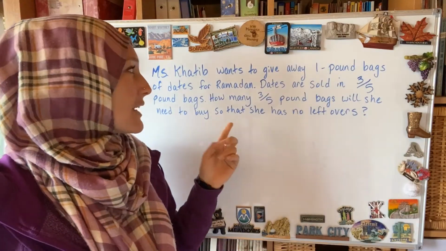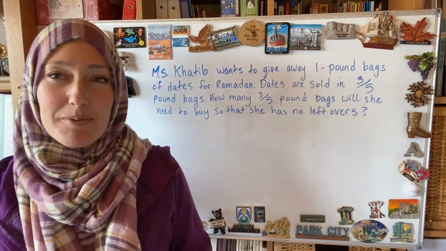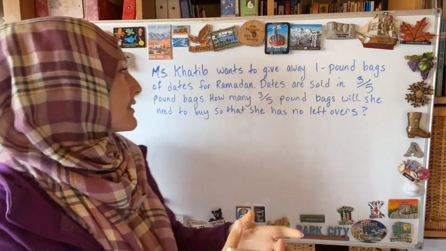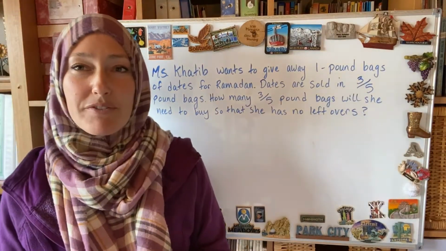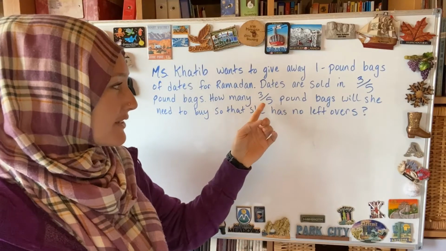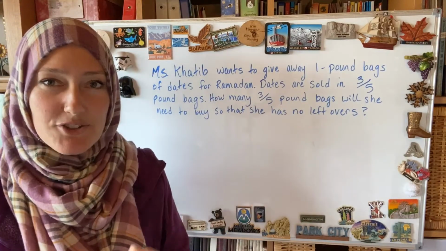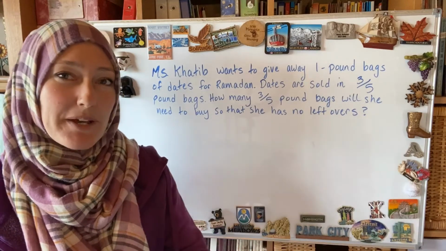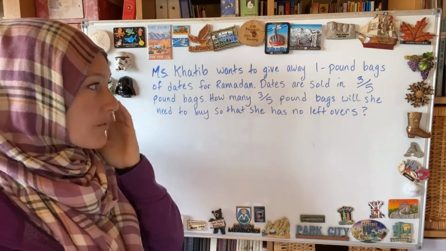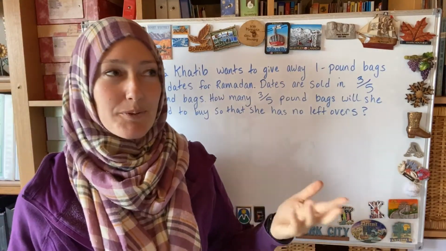So I want to buy dates to give away for Ramadan, and I want to put them into 1 pound bags to give away. But they are sold in 3/5 pound bags. So I want to know how many of these 3/5 pound bags will I need to repackage them into a 1 pound bag to give away without having any leftovers. So to think about that, I start by just going in an organized way, starting with 1 bag.